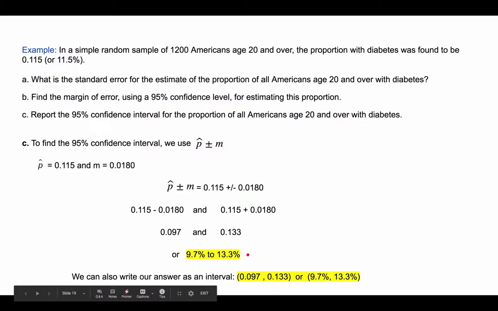You might remember from algebra, you can write a range of numbers by putting parentheses, one number, comma, the other number. And then you can do this in either decimal notation or percent notation. So a variety of ways to write your answer.